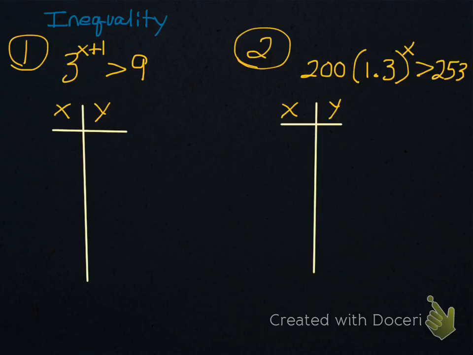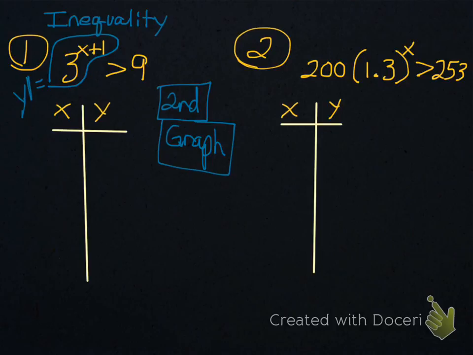So for number 1, I have 3 to the x plus 1 power, and I want to know where it's greater than 9. So I'm going to plug the 3 to the x plus 1 part into y1. And then I'm going to do a second graph to go look at my table. I'm going to write some of those table values down. So I see at -1, the y value is 1. At 0, I have 3. At 1, I have 9. And at 2, I have 27.